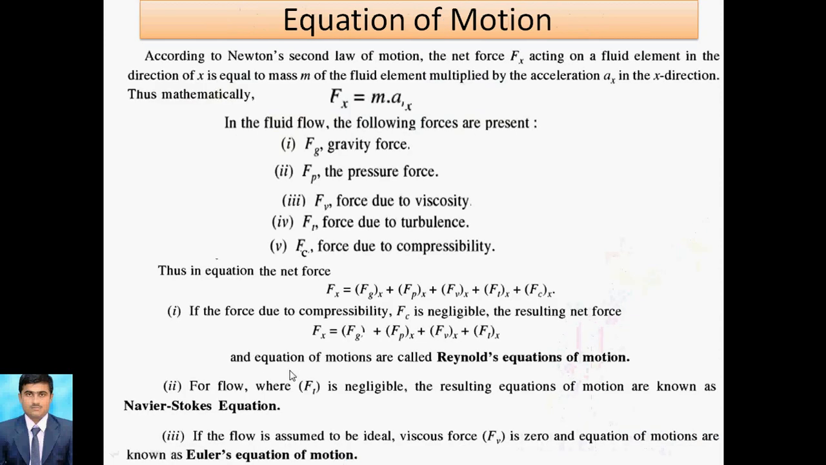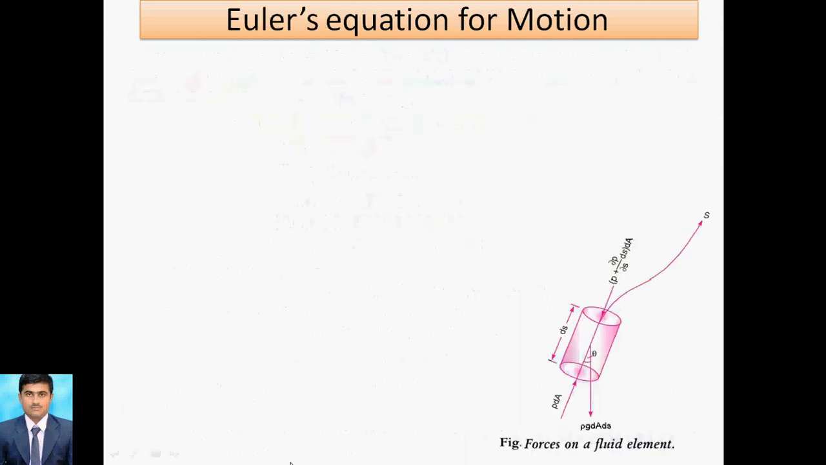So again I repeat, for Euler's equation, if you remove the viscous force and the turbulence force, the only term, Fx, is related with Fg plus Fp. That is called Euler's equation of motion. Now we go for Euler's equation of motion.